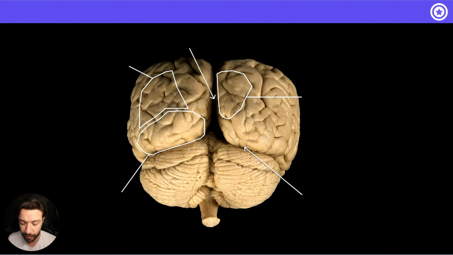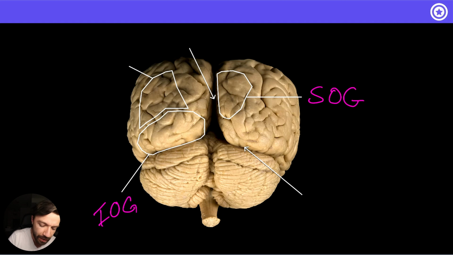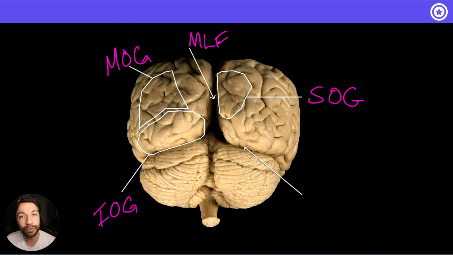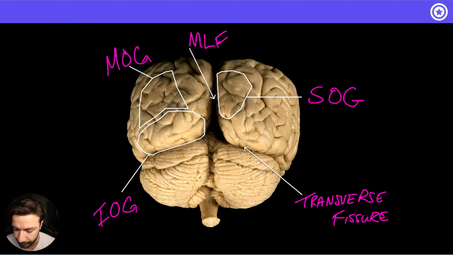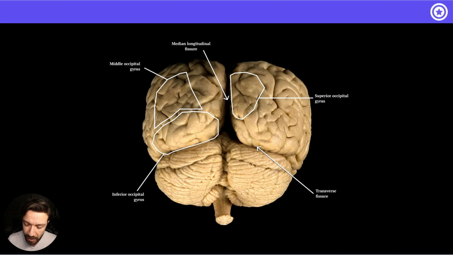So starting in the occipital lobe, we're going to have that superior occipital gyrus, we're going to have our inferior occipital gyrus, and our middle occipital gyrus. Sitting between our 2 cerebral hemispheres, we're going to have that median longitudinal fissure. And then found between the cerebral cortex and the cerebellar cortex, we're going to have that transverse fissure. Awesome. So now let's just go and verify these. We have the superior occipital gyrus, the middle occipital gyrus, our inferior occipital gyrus, and we have the median longitudinal fissure and the transverse fissure.